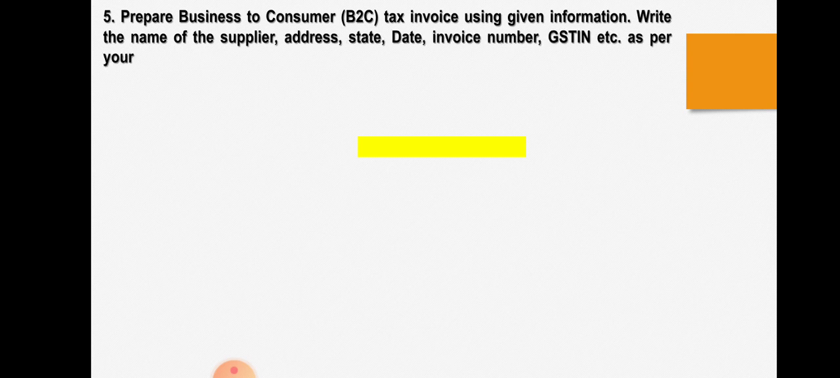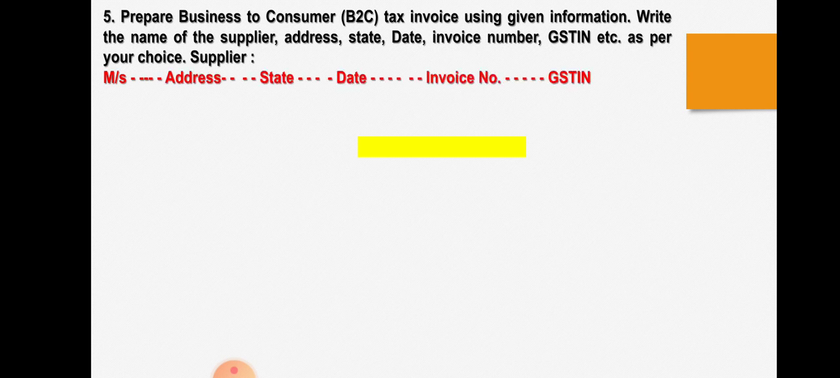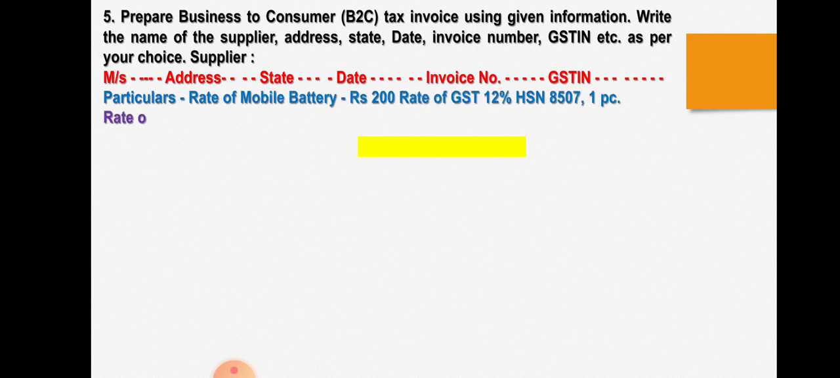Your question number 6 is, prepare a business to consumer, that is B2C, tax invoice, which means we will be preparing a bill now. Using the given information, all the information is mentioned in the question. Write the name of supplier, which means the name of that particular shop, address, state, date, invoice number, GST identification number, etc. as per your choice. As per your choice means you can mention any name, any date, any address, and you can make a bill. One example has been given.